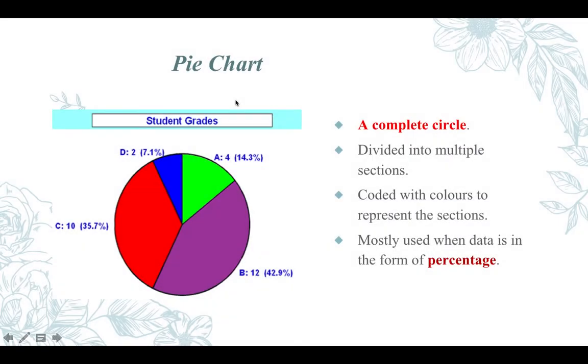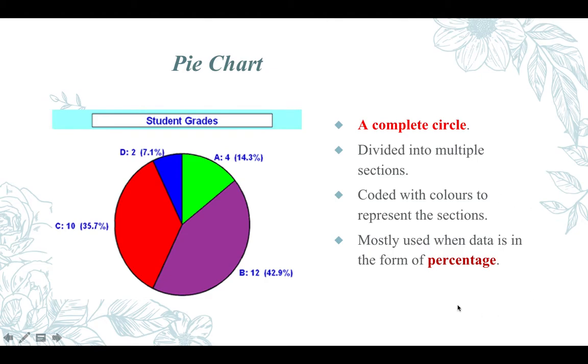Next is a pie chart. A pie chart is when you show your data in the form of a circle, which you divide into different sections. These sections are determined by your independent variable, and most often they are coded with different colors or different patterns to show the different sections.